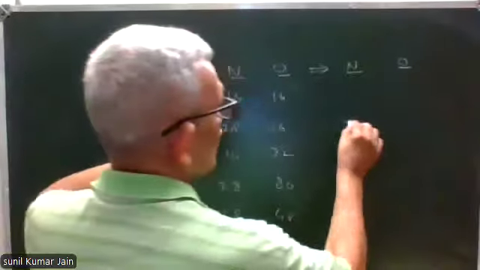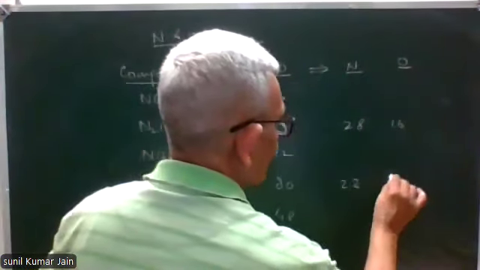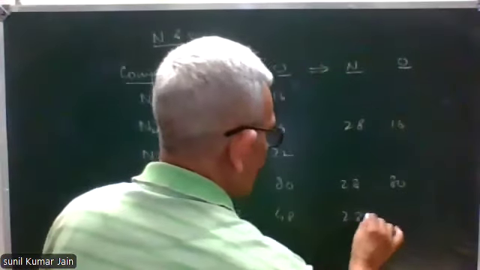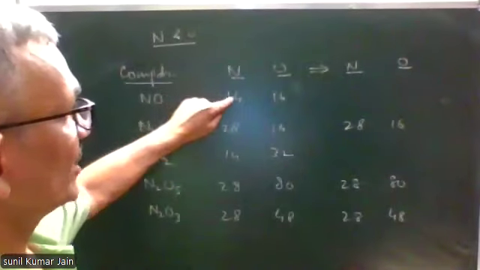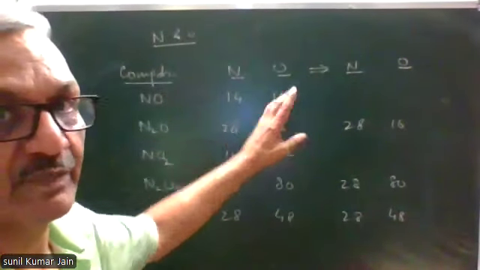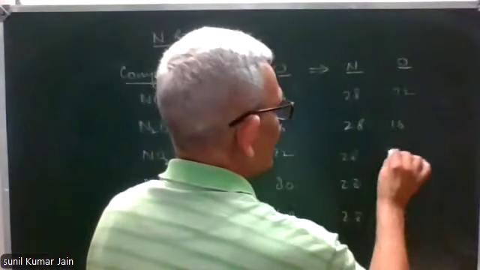So in this case, no change. Now, 14 combines with 16, it means 28 will combine with 32. 14 combines with 32, it means 28 will combine with 64.